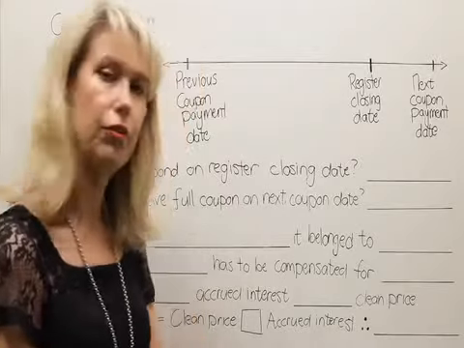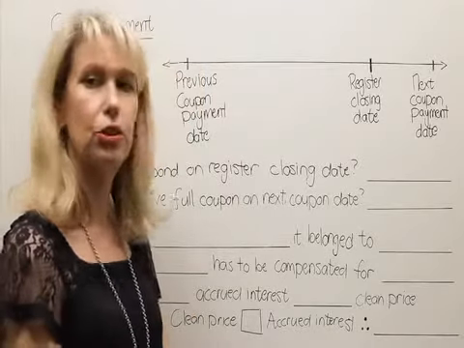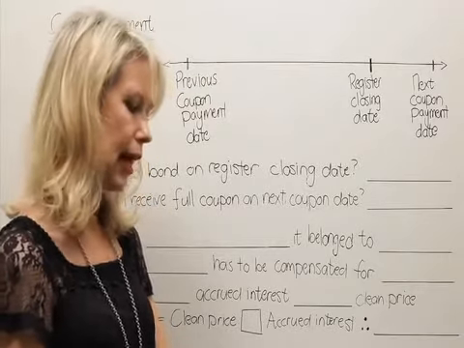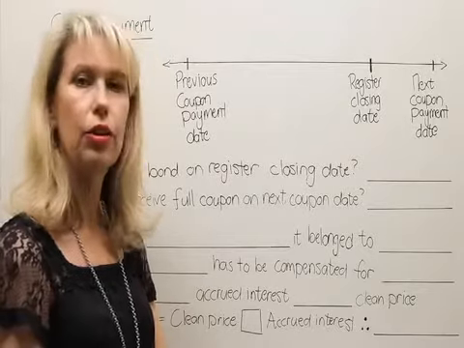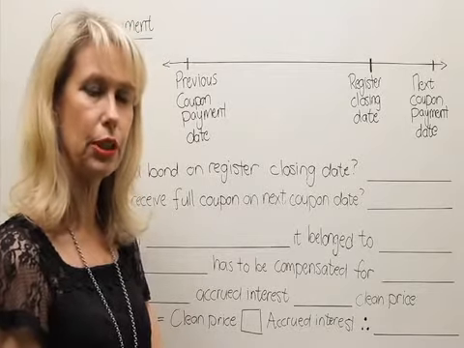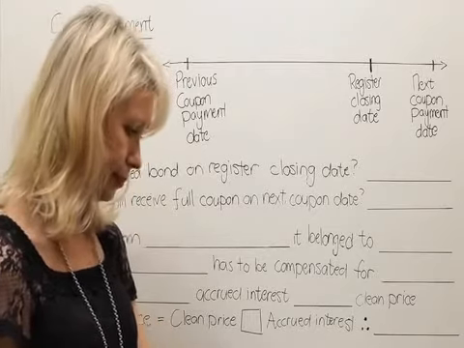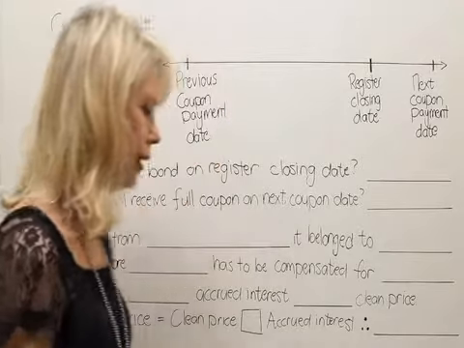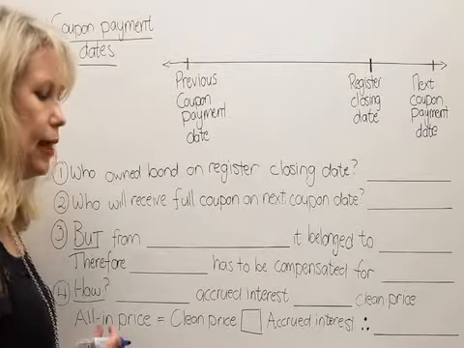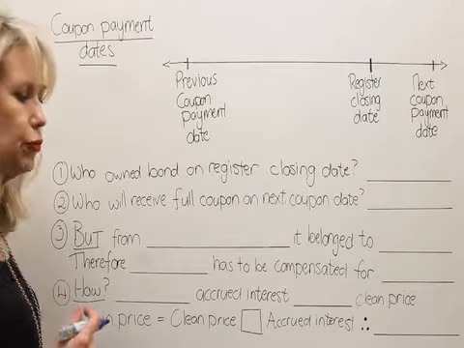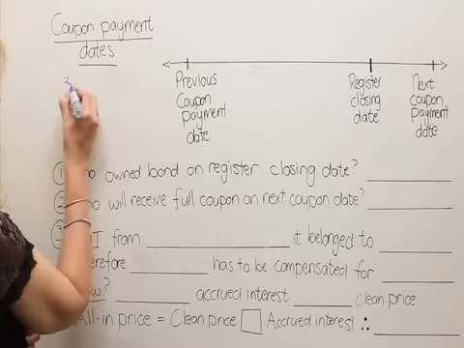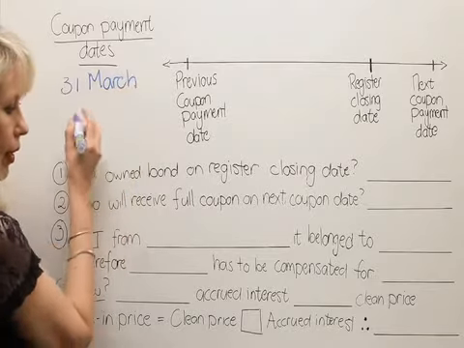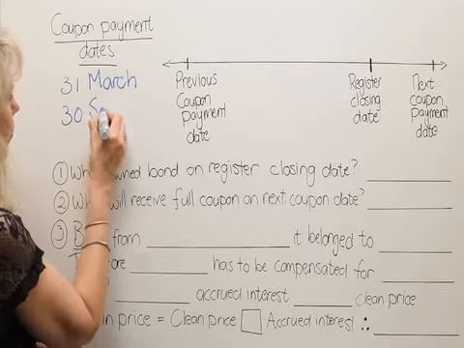Bond X trades on 15th March 2012, and you have to decide whether this bond trades cum interest or ex interest, and you also have to determine the accrued interest period for which accrued interest has to be calculated. Now, we first have to look at what the coupon payment dates are. It's indicated in the example that the coupon payment dates for bond X are the 31st of March and the 30th of September.